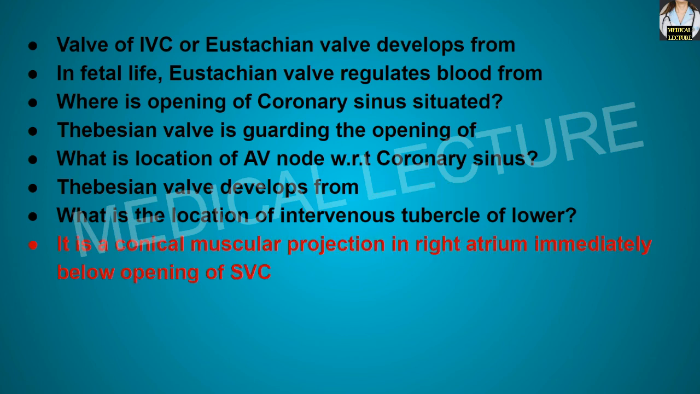What is the location of the intervenous tubercle of Lower? So intervenous tubercle of Lower is a conical muscular projection in the right atrium immediately below the opening of the superior vena cava.